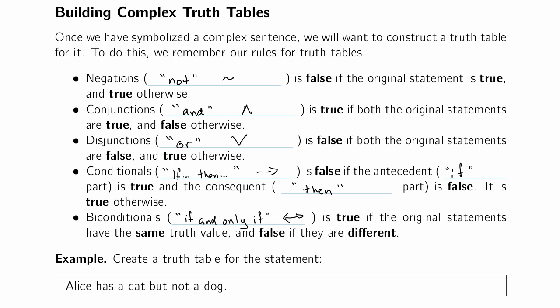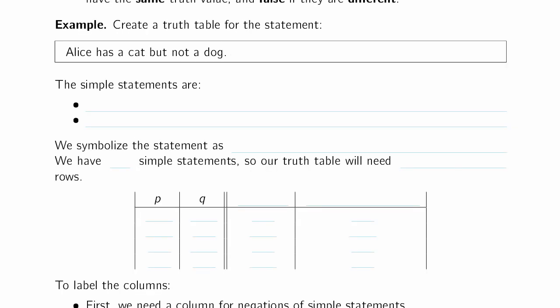Okay, let's use these and see how we compute the truth values in the columns of a truth table. So suppose we want to create a truth table for the statement, Alice has a cat, but not a dog. First, we identify the simple statements. Alice has a cat. We'll call that P. And Alice has a dog will be our Q. So not a dog, we want this to be positive.